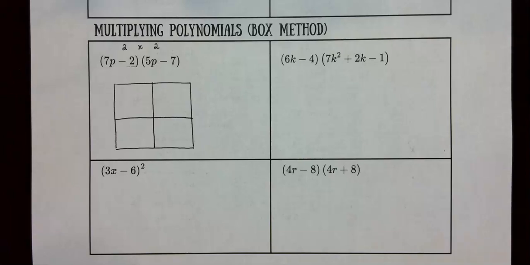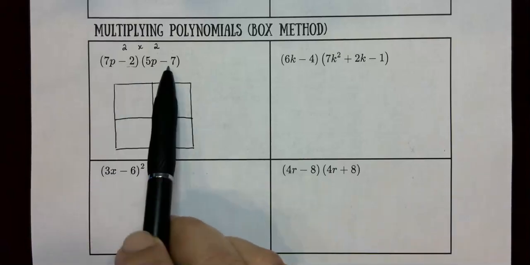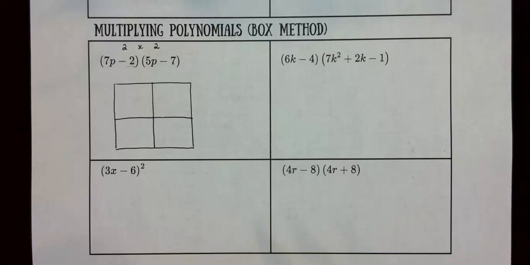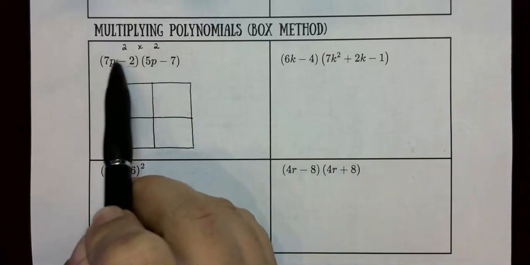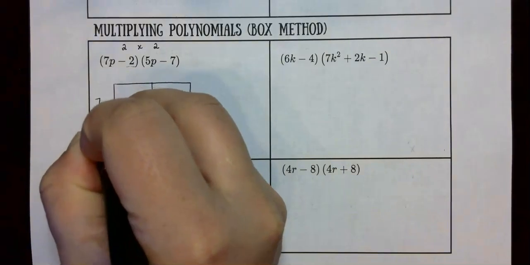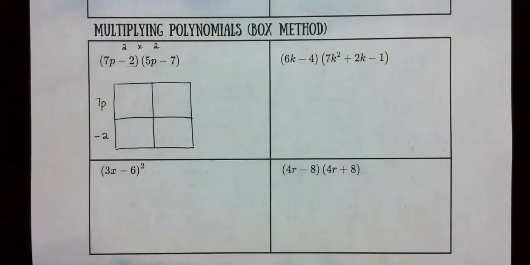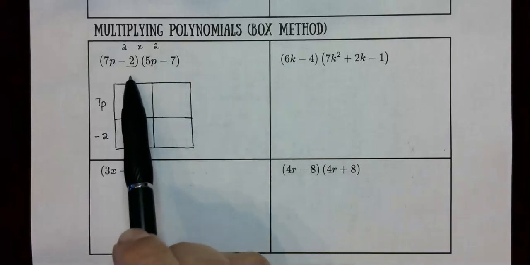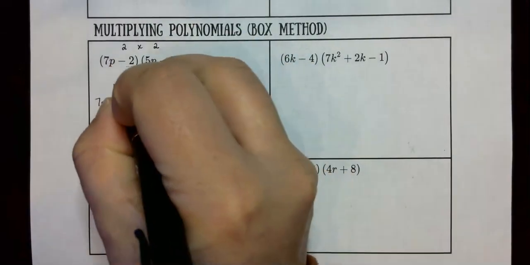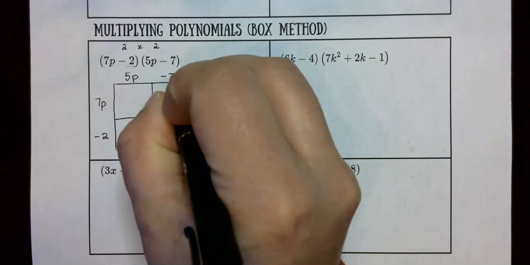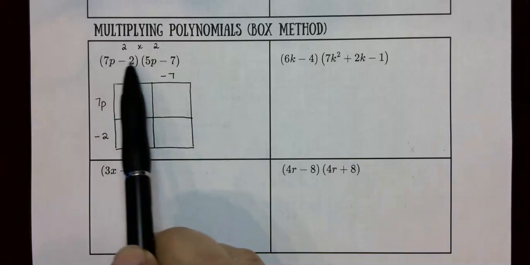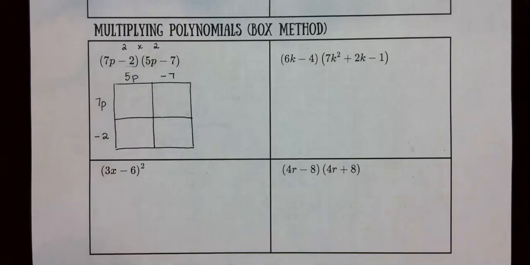Now the second thing I'm going to do once I create my box, it doesn't matter which one you put on which side, as long as the same parenthesis is on the same side. So I'm going to take this 7p and this -2, and I'm going to write 7p here, -2 here. So one box per term. And then I'm going to take this 5p and -7 and I'm going to run it across the top. So I'm going to put the 5p on top of the first one and then the -7 on top of the second. So I'm going to reiterate one more thing because this one's important. Make sure that if the two terms belong to the same parentheses, they are on the same side. The same thing with this one.